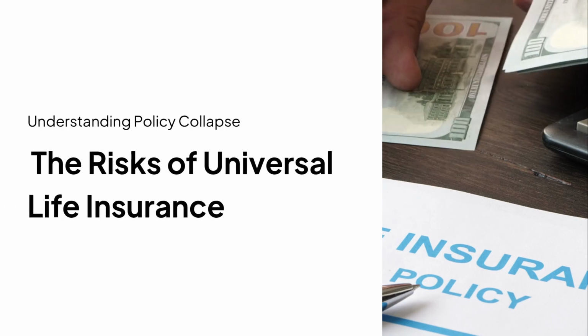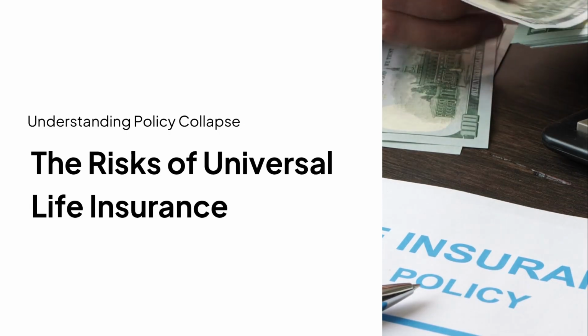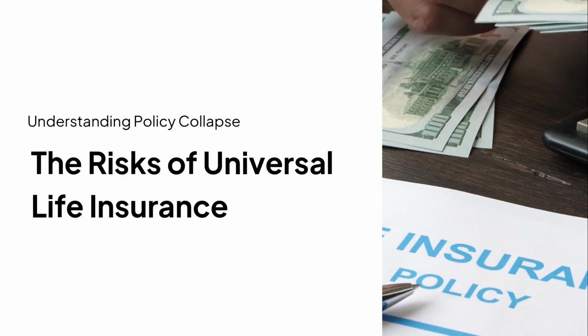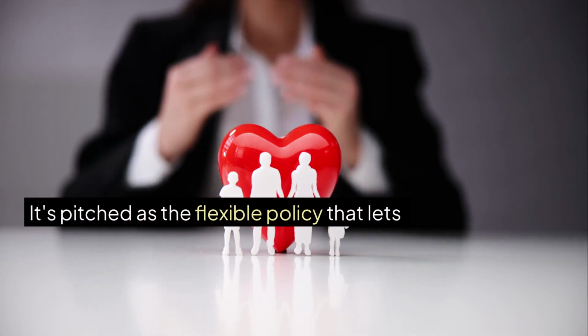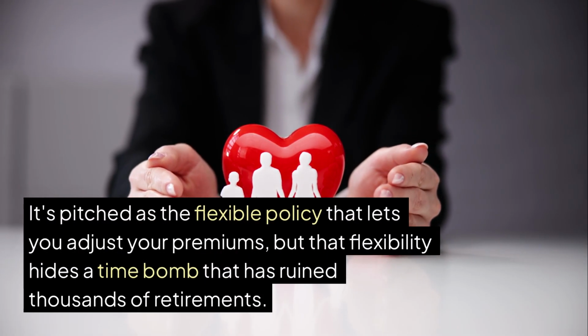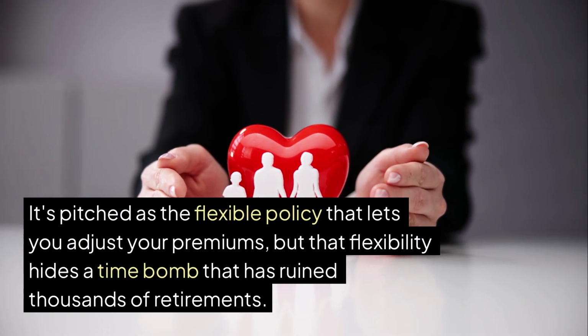Imagine paying premiums for 30 years, only to have your $500,000 life insurance policy suddenly collapse and pay your family nothing. This is the terrifying reality of universal life insurance. It's pitched as the flexible policy that lets you adjust your premiums, but that flexibility hides a time bomb that has ruined thousands of retirements.